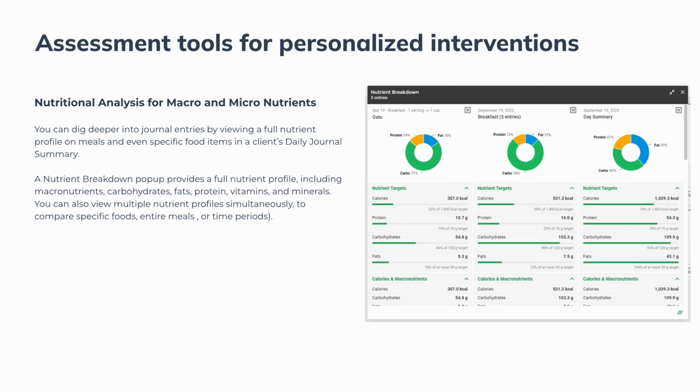You can do nutritional analysis for macro and micronutrients right in Practice Better as well. This can come through their food journal entries, and you can see full nutrient profiles on meals, whole days, or even specific foods. This screenshot here is the nutrient breakdown pop-up. So we're going to see things like the main macronutrients and micronutrients. If you were to scroll down, you'd see a whole bunch more here.